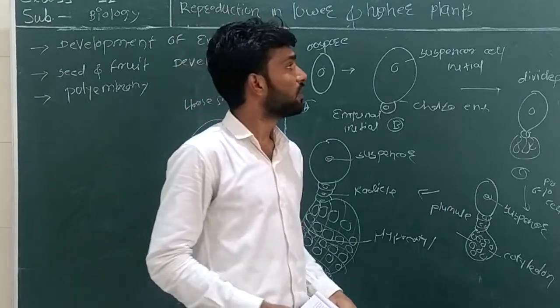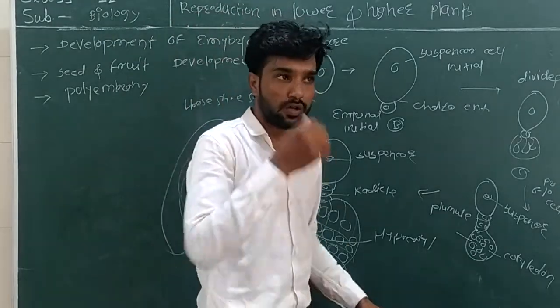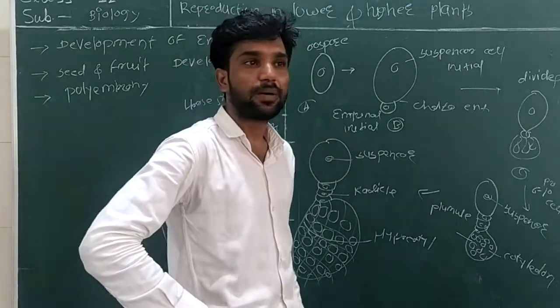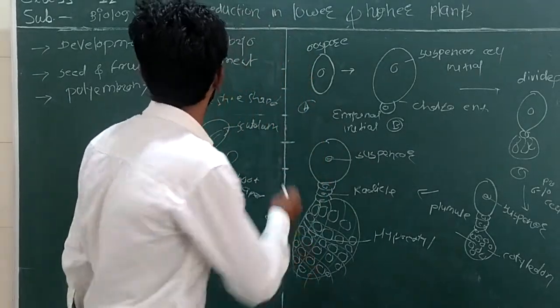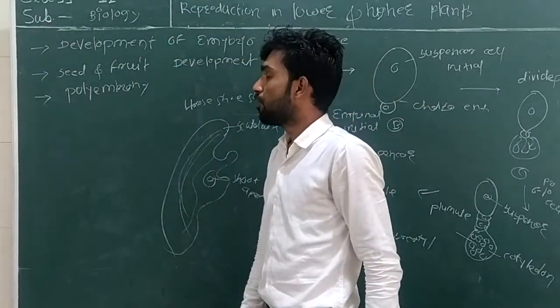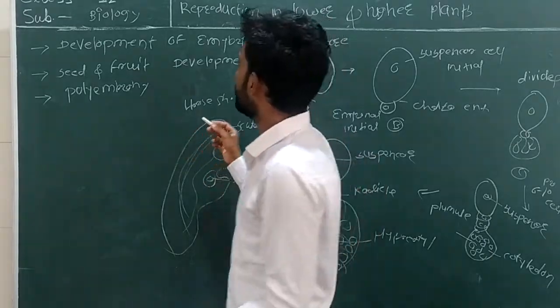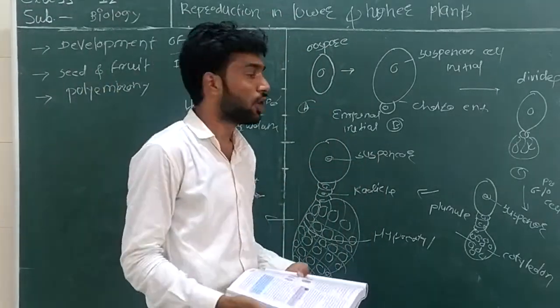Good morning, students. As you know, the chapter is reproduction in higher and lower plants. So now we come to the end of the chapter. The end part is reproduction: development of the embryo, seed and fruit development, and then polyembryony. So first of all, we see the development of the embryo, how the embryo is developed.